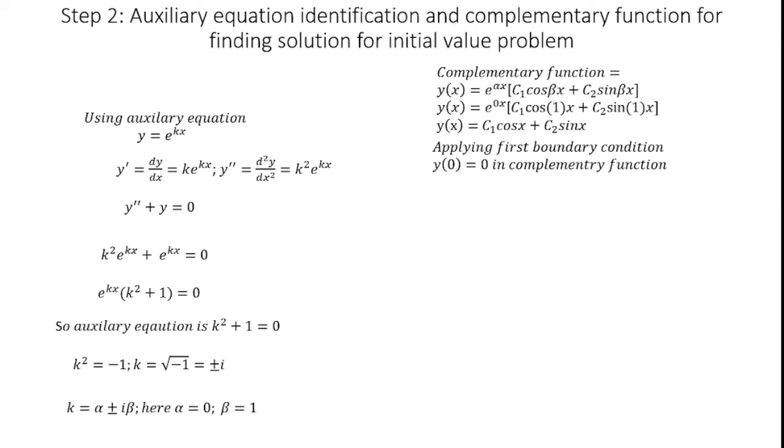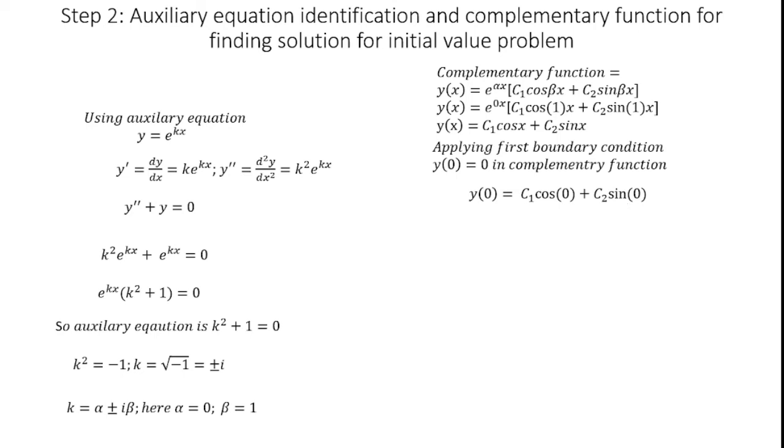I can substitute here, which is the next step. I can substitute the initial or first boundary condition on the complementary function, which is y of 0 is equal to 0. Here you see all the x values are 0, because y of 0 means x is equal to 0. y of 0 is equal to C1 cos of 0 plus C2 sin of 0.